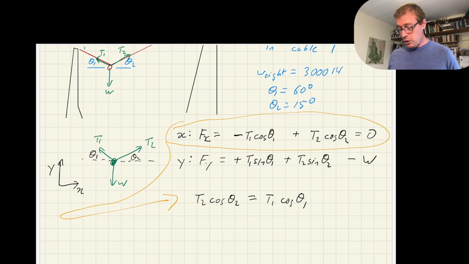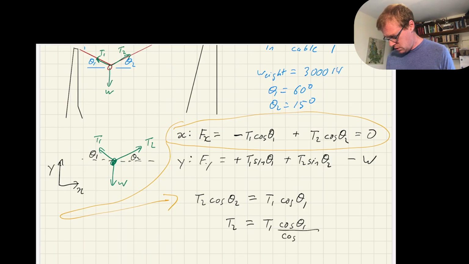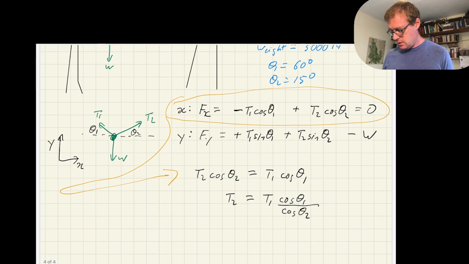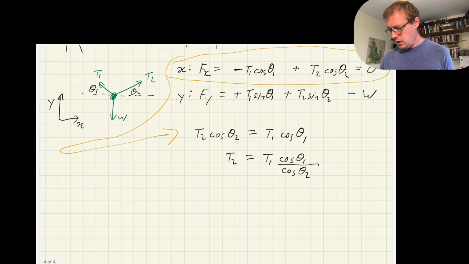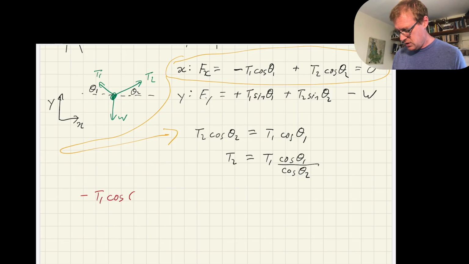Okay, and then I divide by cos theta 2. Right? And that should be a pretty simple manipulation for you. If you're dealing with numbers, we could directly substitute numbers in. And we could start just with minus T1 cos 60 degrees plus T2 cos 15 degrees, equals 0.